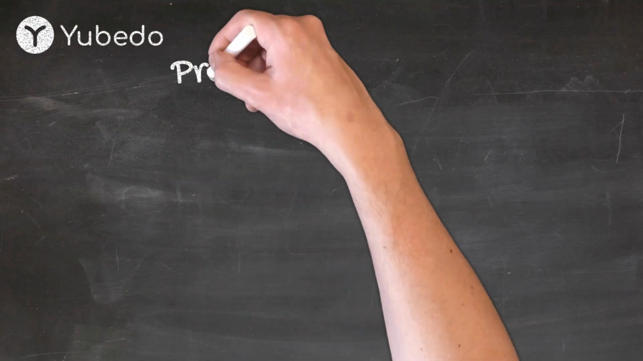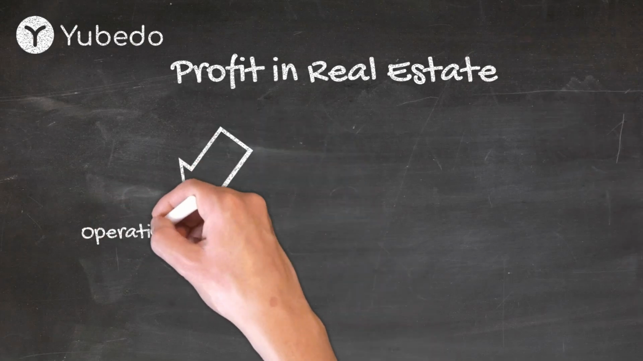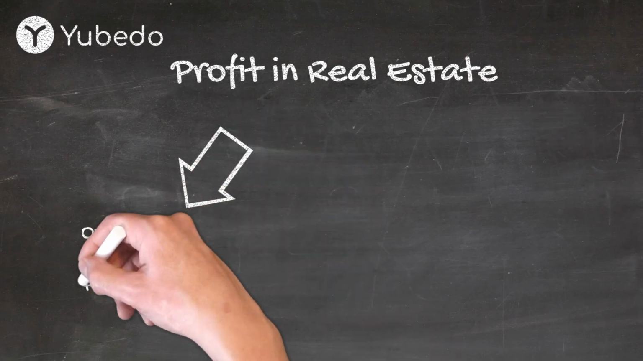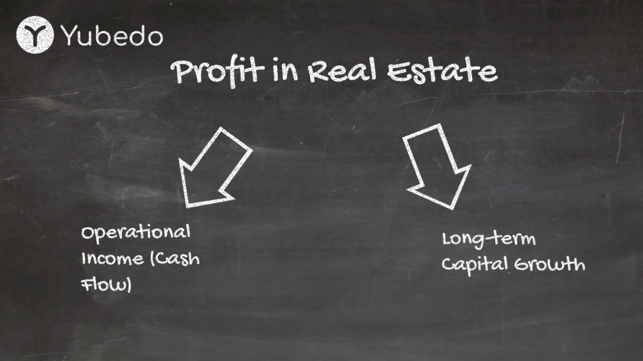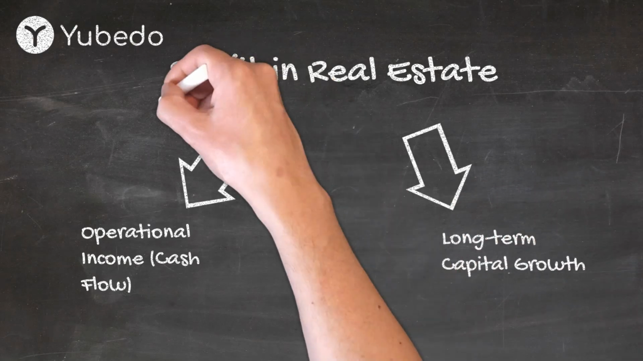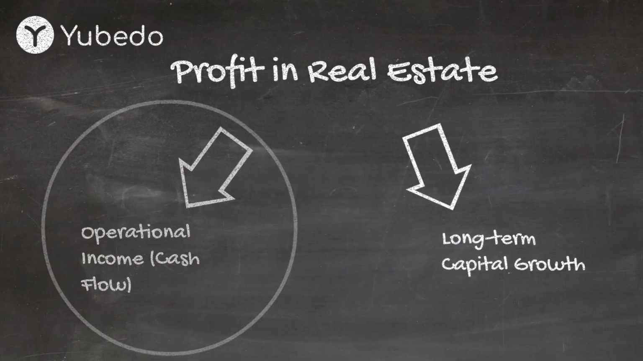As you know, there are two main ways to profit in real estate. One is through the monthly operational income, which we often call cash flow, and the other is through long-term capital growth resulting from property value appreciation. In this video, we're zeroing in on operational income and breaking down how to calculate your cash flow. So without further ado, let's dive right in.